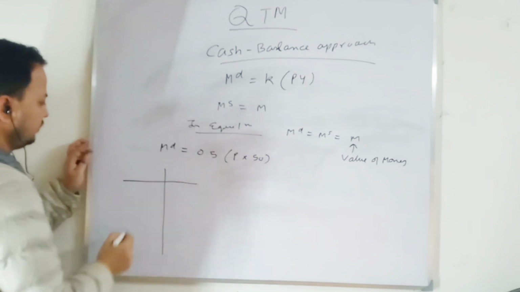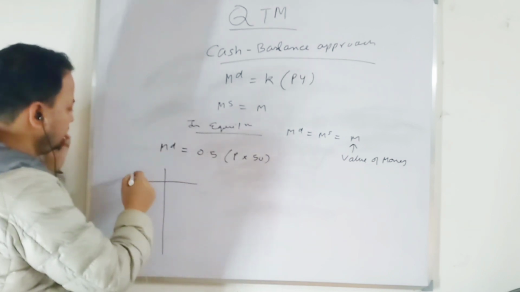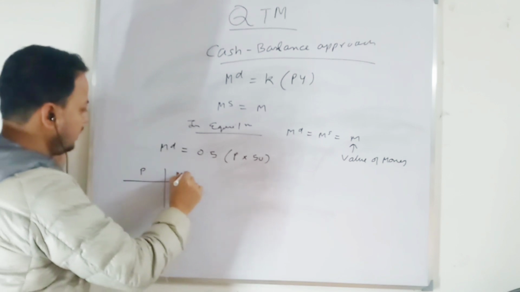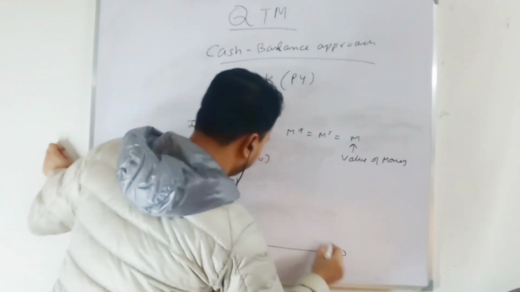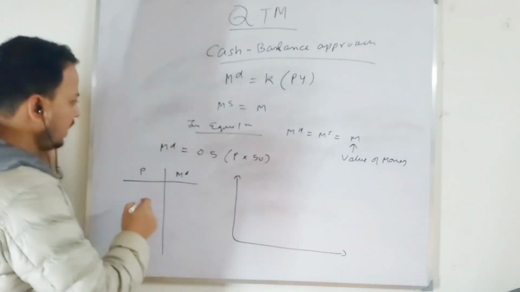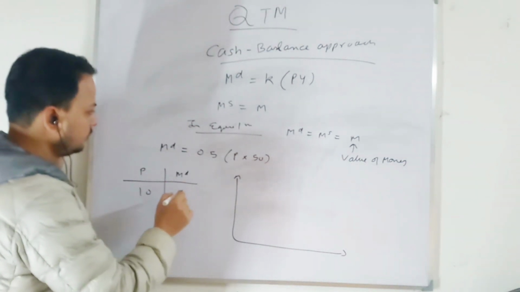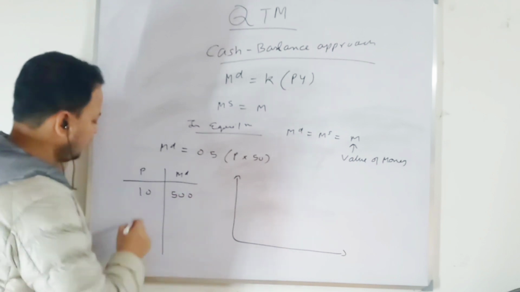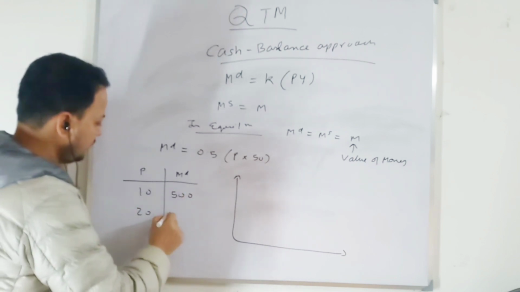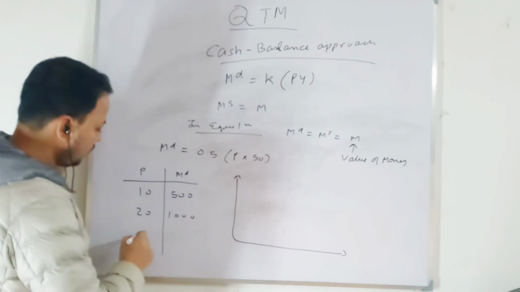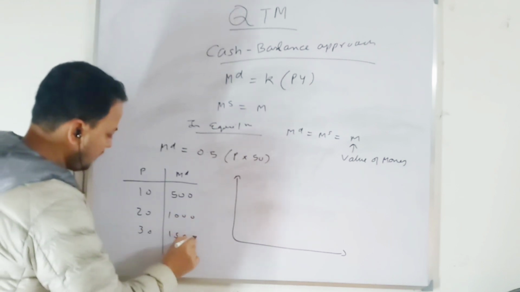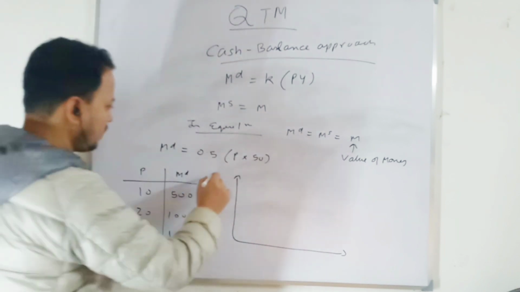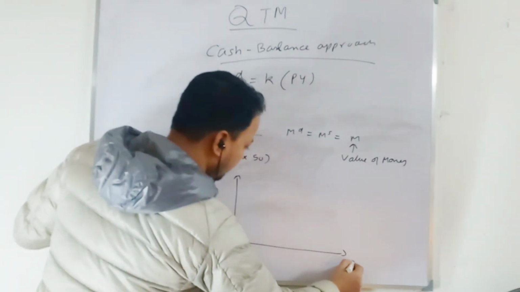Let me check. So here I have price level, and here I have money demand. I will plot this one. When I have price level 10, then this will be 500. Price level 20, this will be 1000. Then there will be a proportional relation: 30, 1500, 40, 2000. So I have taken price level here, and money demand and money supply here.